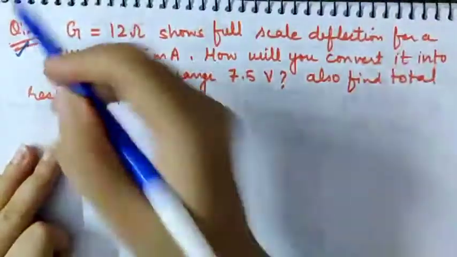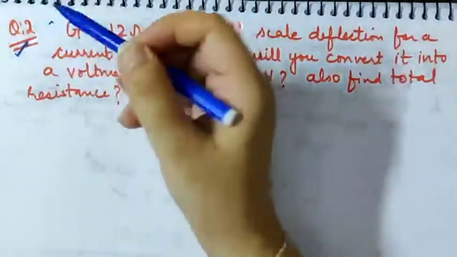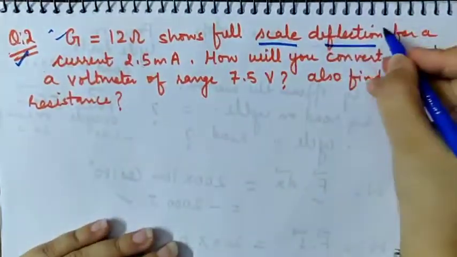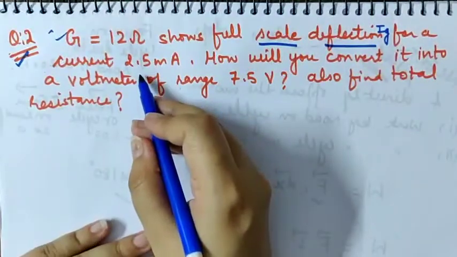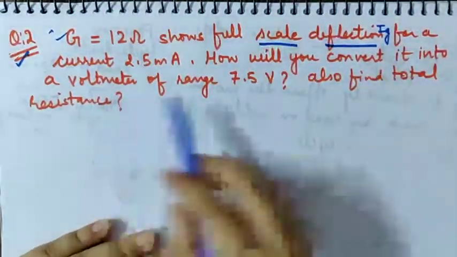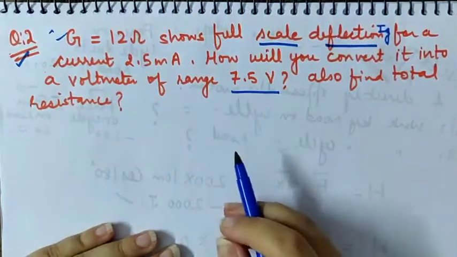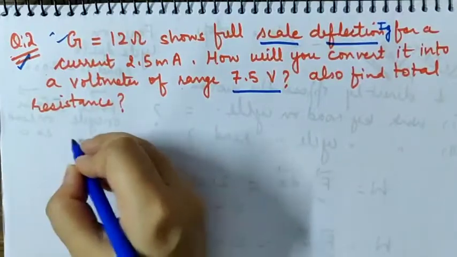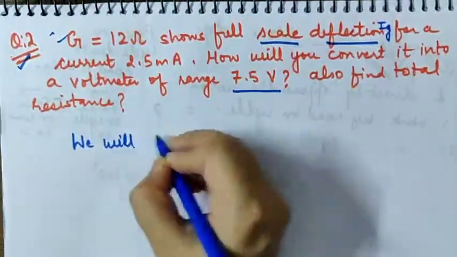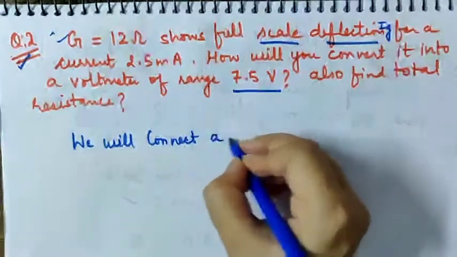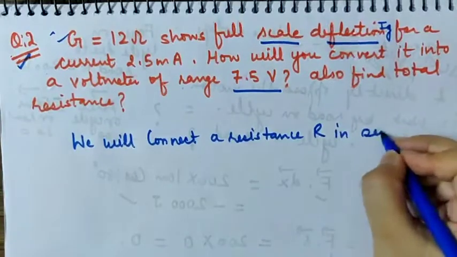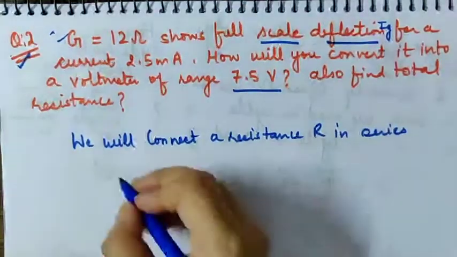So the numerical comes: there is a galvanometer whose resistance is 12 ohm and shows a full scale deflection current, that means Ig, for a current of 2.5 milliampere. You want to convert it into a voltmeter whose range now is 7.5 volt. Then what will you do? They are asking what will you do. You will say we will connect a resistance R in series. What is the resistance that you are going to connect?